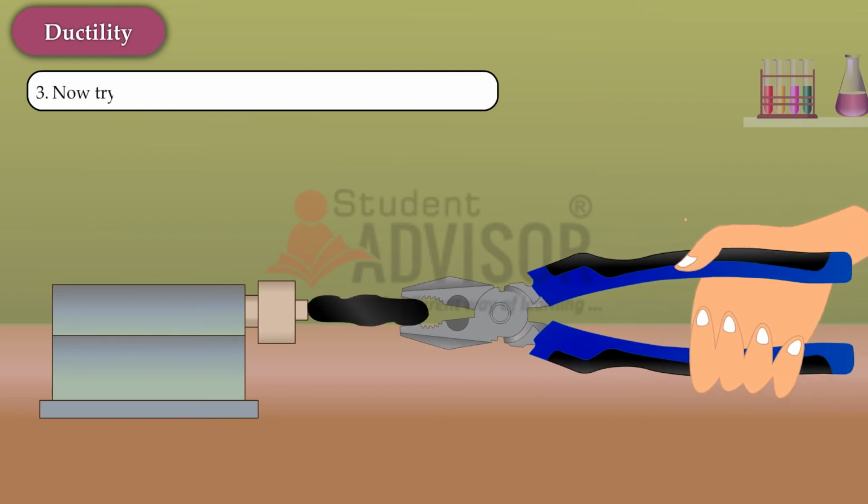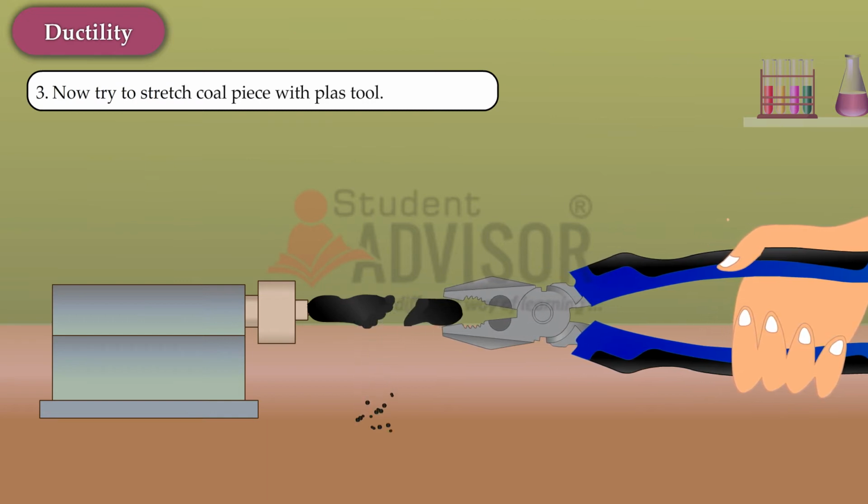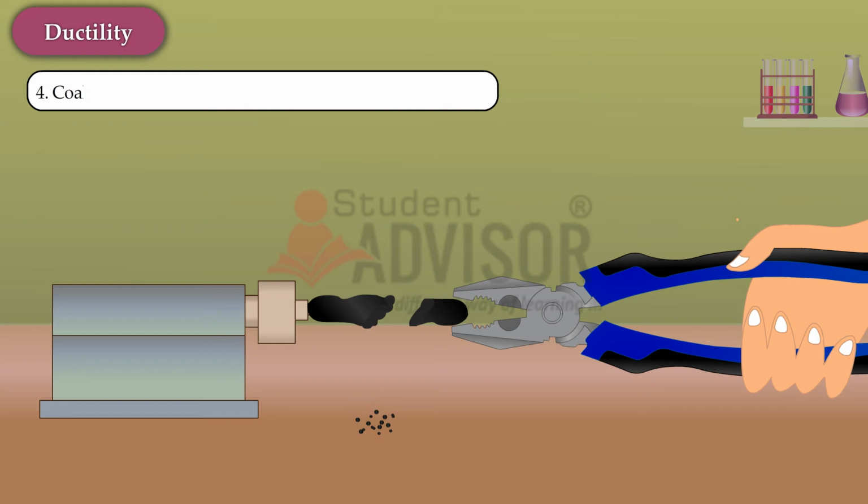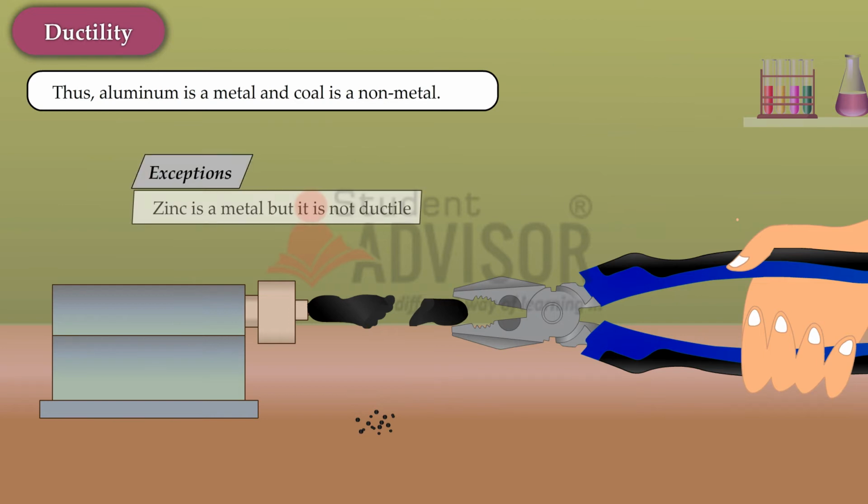Now try to stretch coal piece with pliers tool. Coal piece breaks on stretching. Thus, aluminum is a metal and coal is a non-metal. Exceptions. Zinc is a metal but it is not ductile.